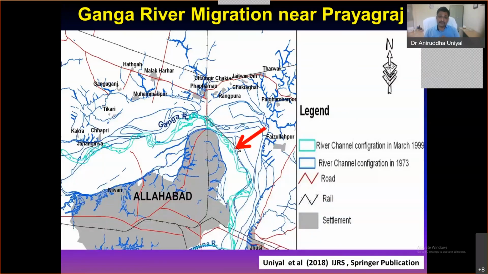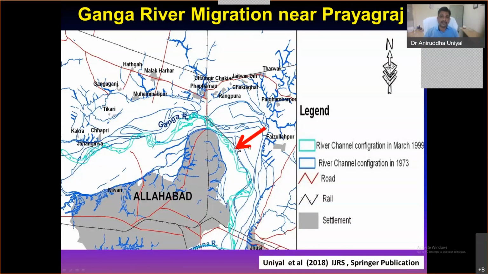This is one textbook example wherein we can see the Ganga River near Prayagraj. This is Prayagraj, earlier called Allahabad. So the Ganga River was somewhere here near Phaphamau Bridge way back in 1973. And by 1999, it has moved around 2 kilometers in the southwest direction, and this direction is shown with this red arrow. So this mapping has been possible using remote sensing technology.